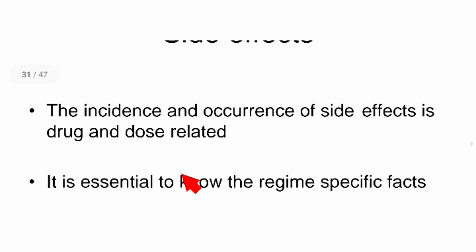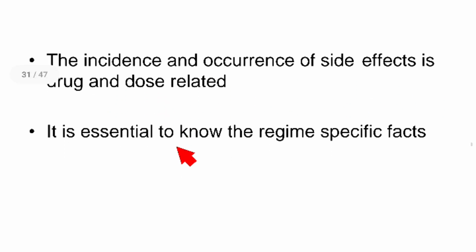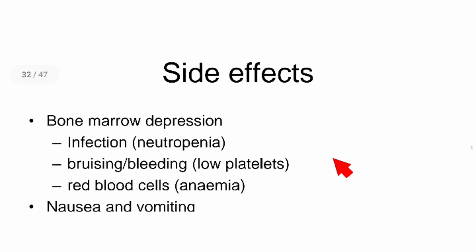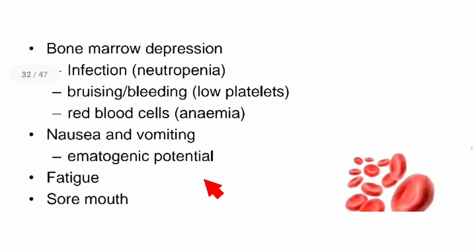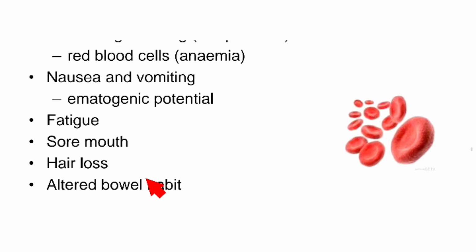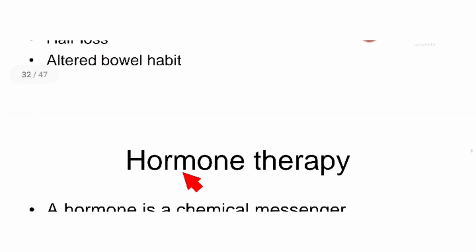Side effects. The incidence and occurrence of side effects is drug and dose related. It is essential to know the regimen-specific effects. Bone marrow depression, infections, neutropenia, bruising, bleeding, low platelets, low red blood cells, anemia, nausea and vomiting, teratogenic potential, fatigue, sore mouth, hair loss, altered bowel habits.